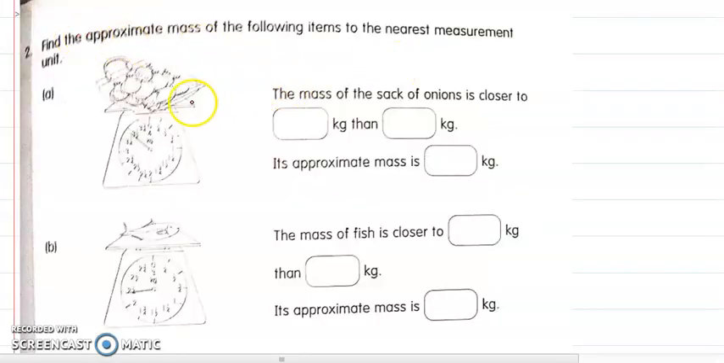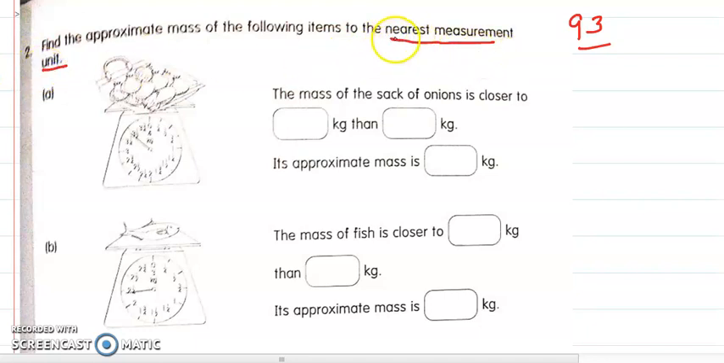Now here on the screen you can see activity book page 93 and we are going to solve it. Before solving, let's read the question. The question is saying find the approximate mass of the following items to the nearest measurement unit. This word is very important. You must be careful while reading the statement.